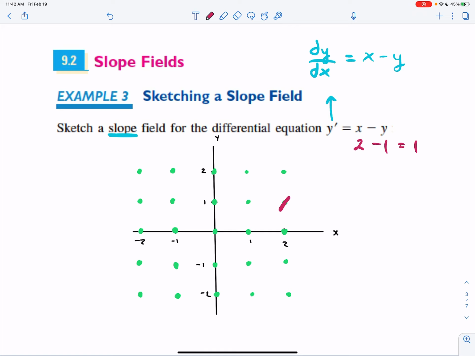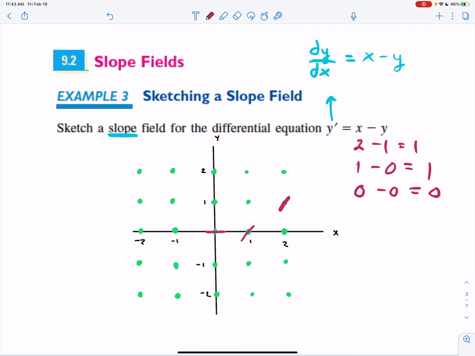Let's do another one here. Let's pick this point right here. That is 1, 0. If I plug in 1 and 0, I also get 1, so that's going to have a positive slope of 1. All right, let's keep going. Let's look at the origin right there. That's 0, 0. So 0 minus 0 is 0. How do you draw a slope of 0? That's really just a horizontal line.